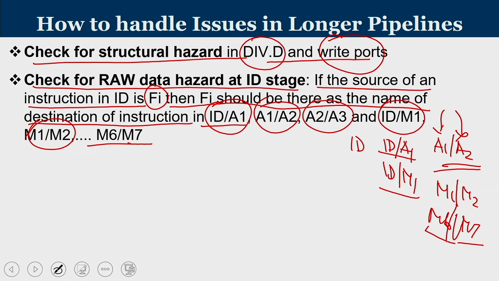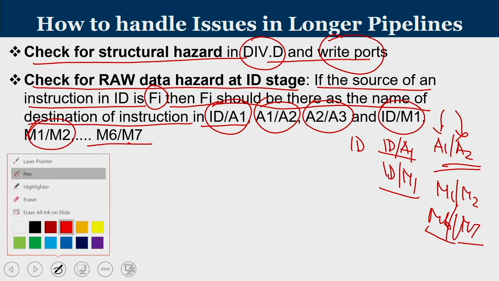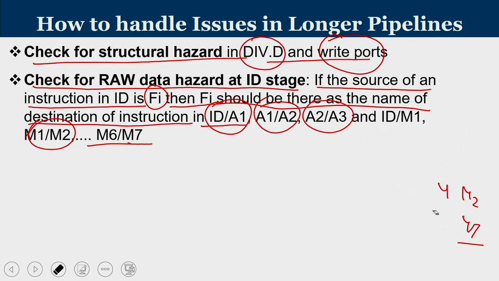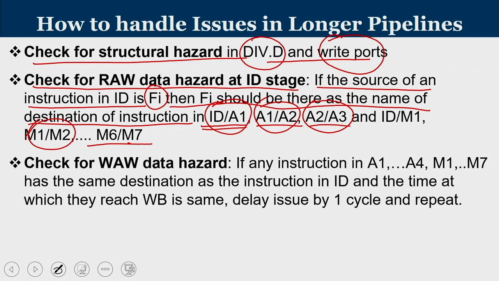So, in short, how are you looking for data hazards? The answer is simple. If the source of an instruction which is in the ID stage is exactly the same as the name of the destination of an instruction which is already there in ID/A1, A1/A2 or A2/A3, like that, then there is a RAW hazard. In that case, appropriate forwarding has to be done.